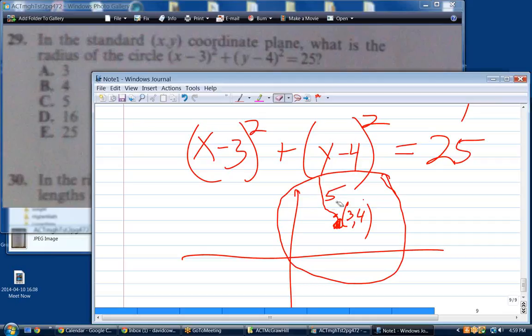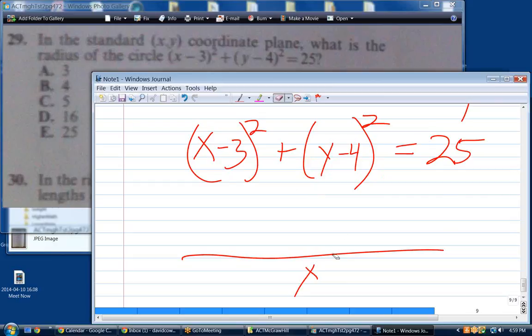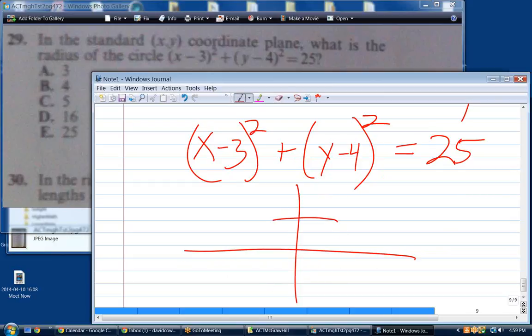Now, notice why that's not a function. It doesn't pass the vertical line test. The vertical line goes through that point and that point. So a circle is not actually a function. It's a relation. Same thing with an ellipse. An ellipse looks like a circle, only it looks like that.